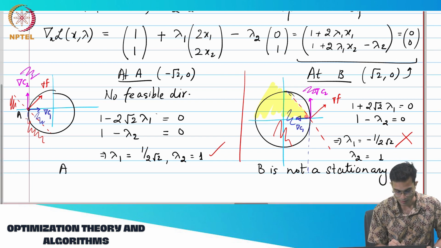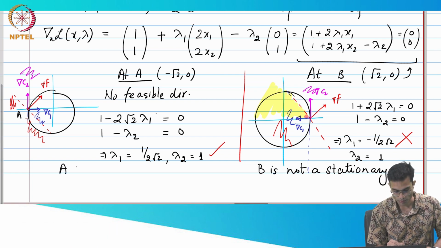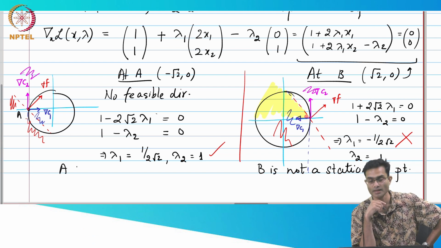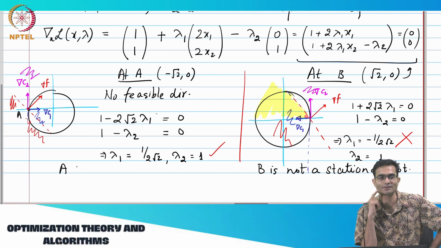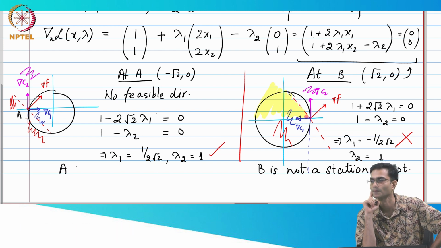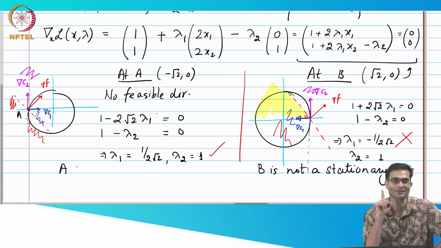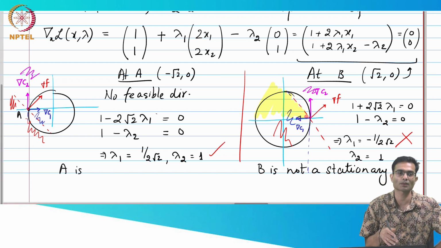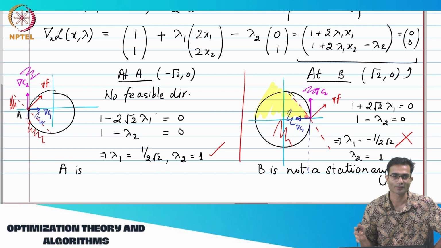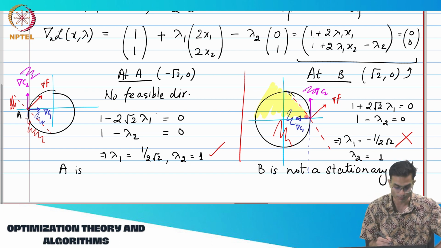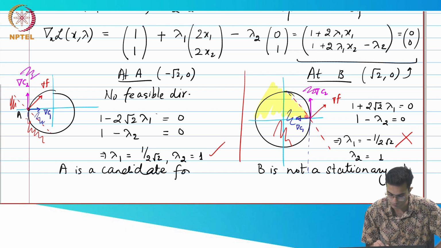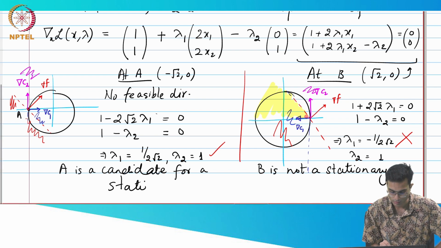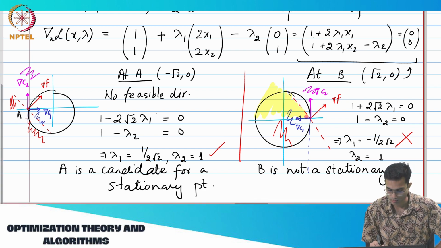So what should I say? Should I say A is a stationary point? Strictly speaking, can I say A is a stationary point? If I were being very, very pedantic, I should actually say it is a candidate. This problem is very simple. I know A is the stationary point. That's because I drew it and calculated it explicitly. But I should say A is a candidate for a minimum, right? This is nothing fancy.